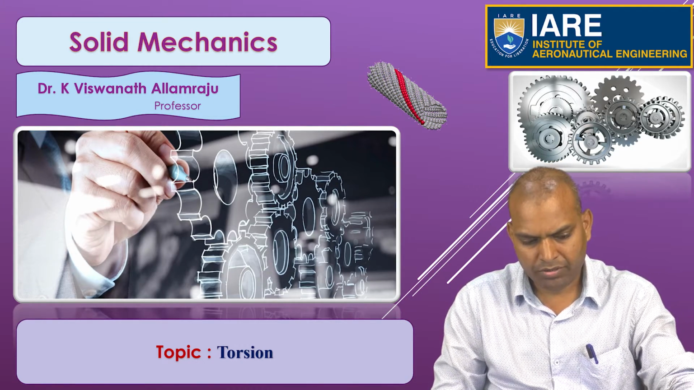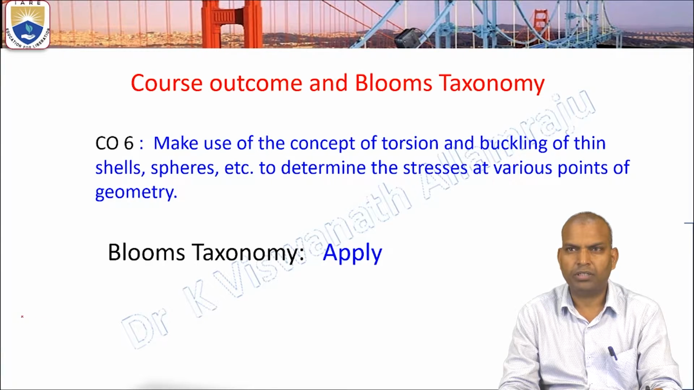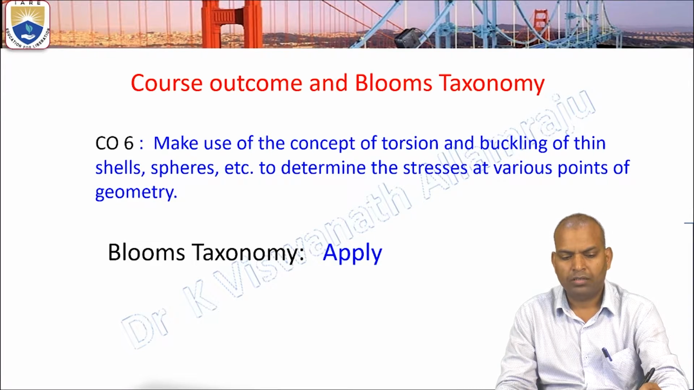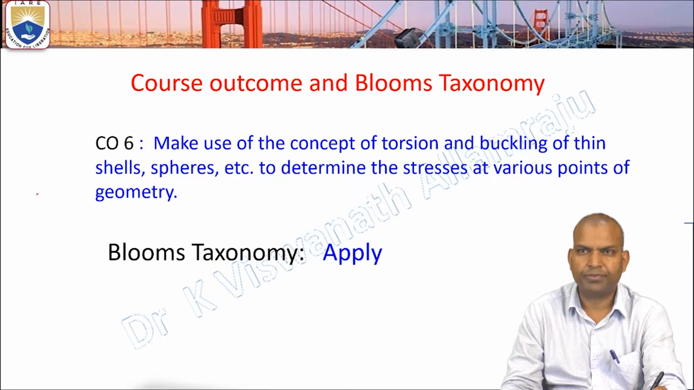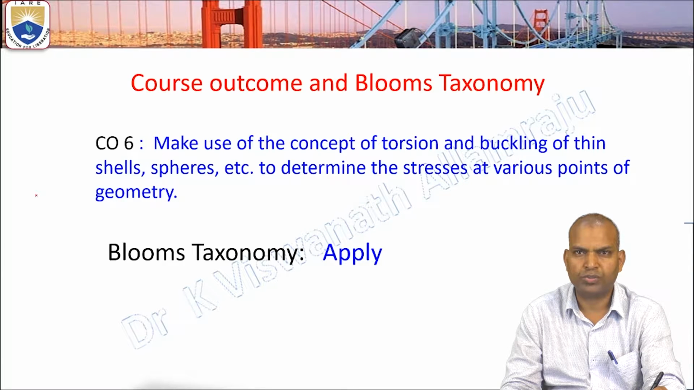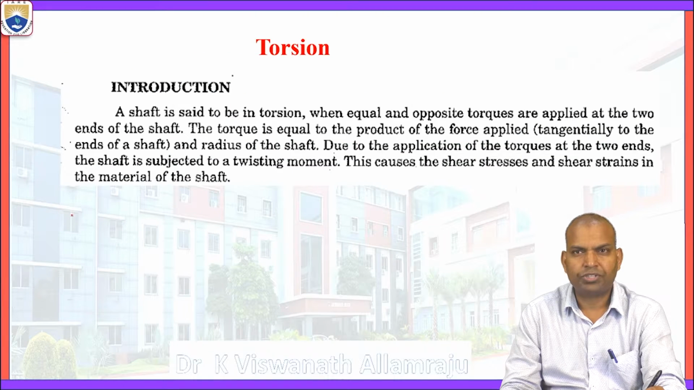In this session, we are going to study torsion. The course outcome and Bloom's taxonomy related to this session is course outcome number 6: make use of the concept of torsion and buckling of thin shells, spheres, etc. to determine the stresses at various points of geometry. The Bloom's taxonomy level related to this topic is apply level. Let us begin with torsion.